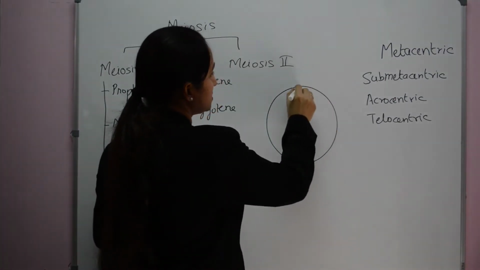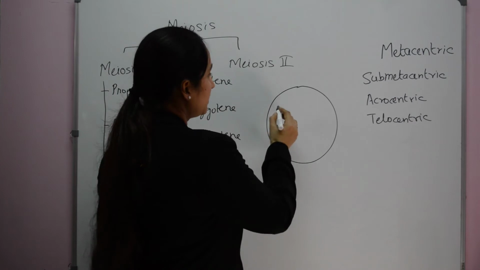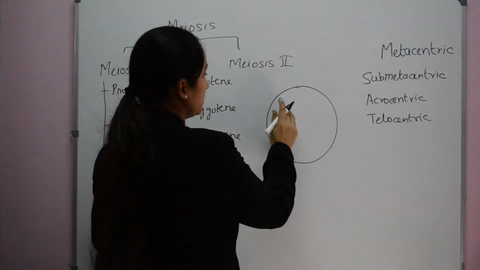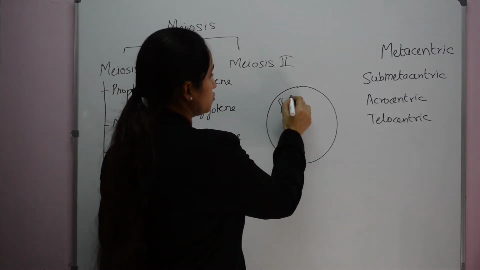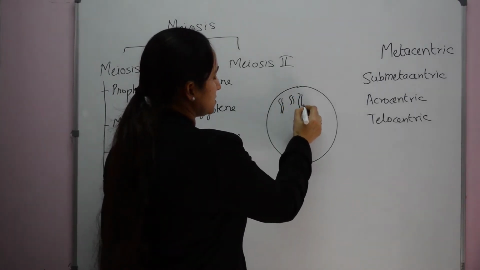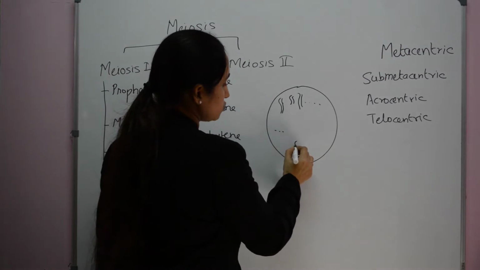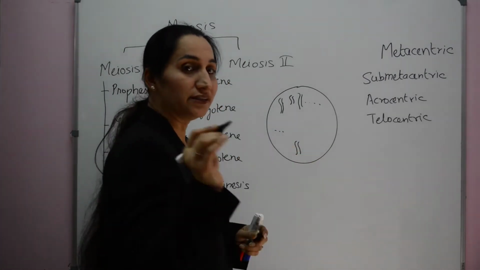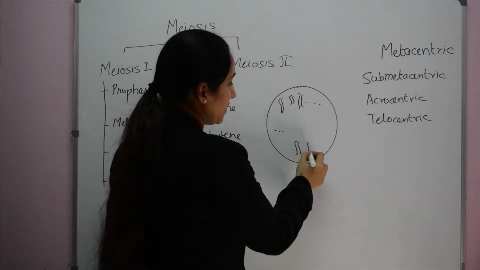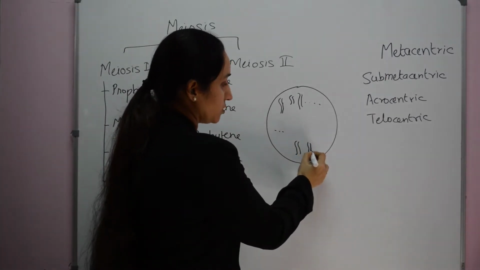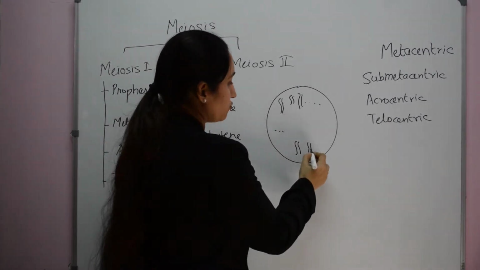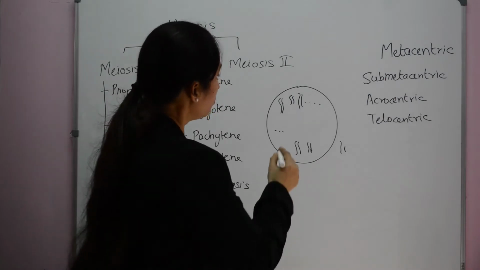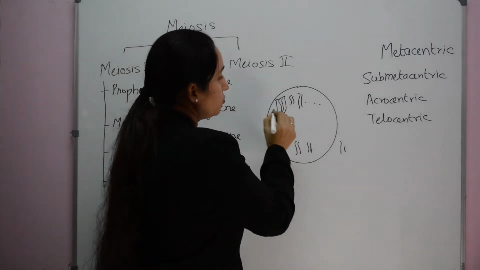Let us suppose this is a diploid cell. We know that in a diploid cell we have 23 pairs of chromosomes. Let us suppose this is the first pair of chromosome, this is second, this is third and so on. This is the 22nd pair of chromosome and we know that in the 23rd, in case of female, both of them will be X, and in case of male, one will be X and the other one will be Y. Now, this pair is a homologous pair.